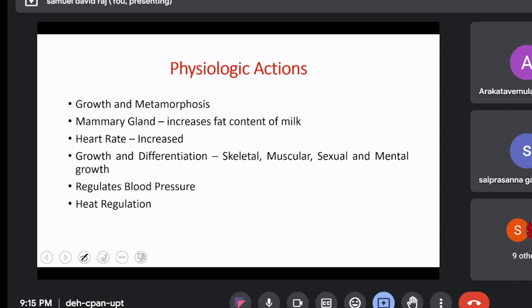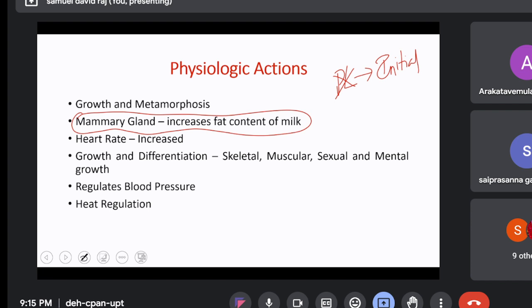In addition to these, it is responsible for increasing the fat content of milk in the mammary glands. This is what we discussed when we were discussing the hormonal control of reproduction in females. There I said that prolactin is responsible for initial synthesis and secretion of milk. After that, the synthesis and secretion of milk is under the control of growth hormone and thyroxine.